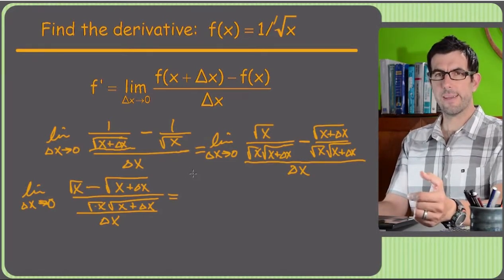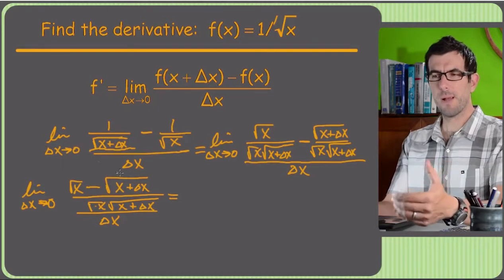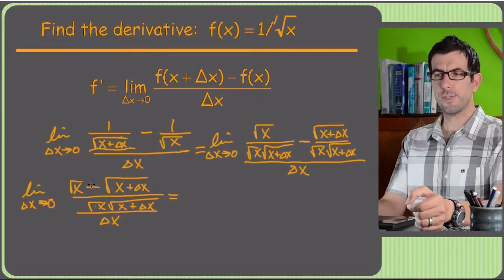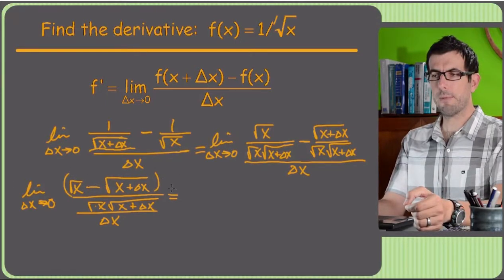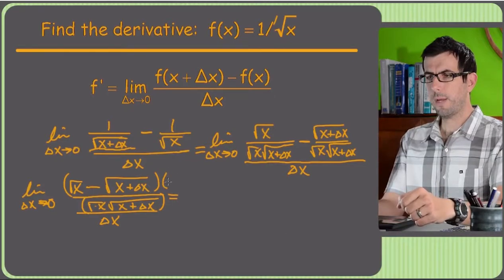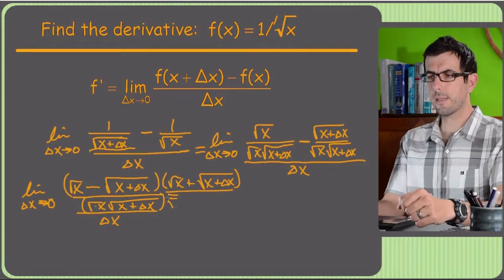But there's a trick for root problems when you want to simplify them, and that is to multiply by the conjugate. The conjugate is basically the same numerator, but with a plus sign. So I'm going to multiply top and bottom of this fraction by root x plus square root of x plus delta x. You'll see why I'm doing that in a second.